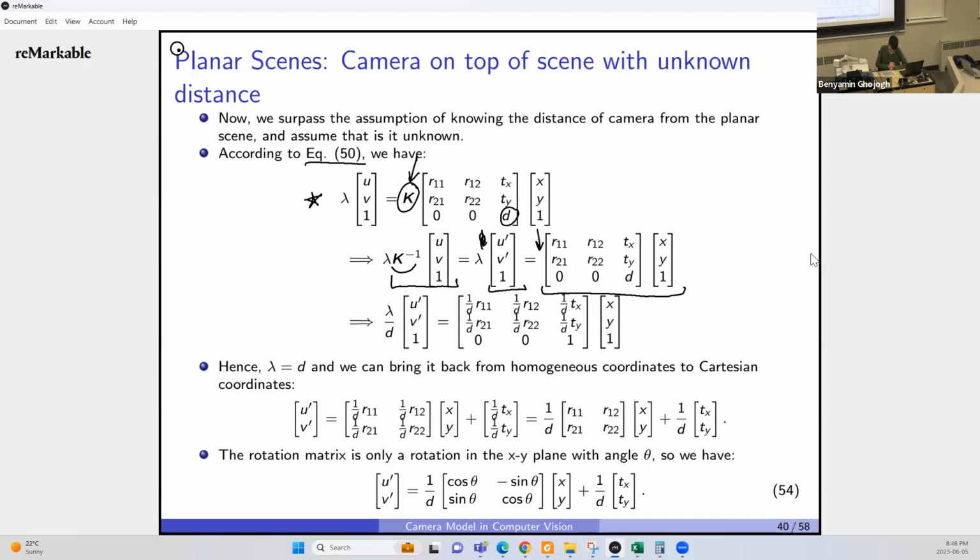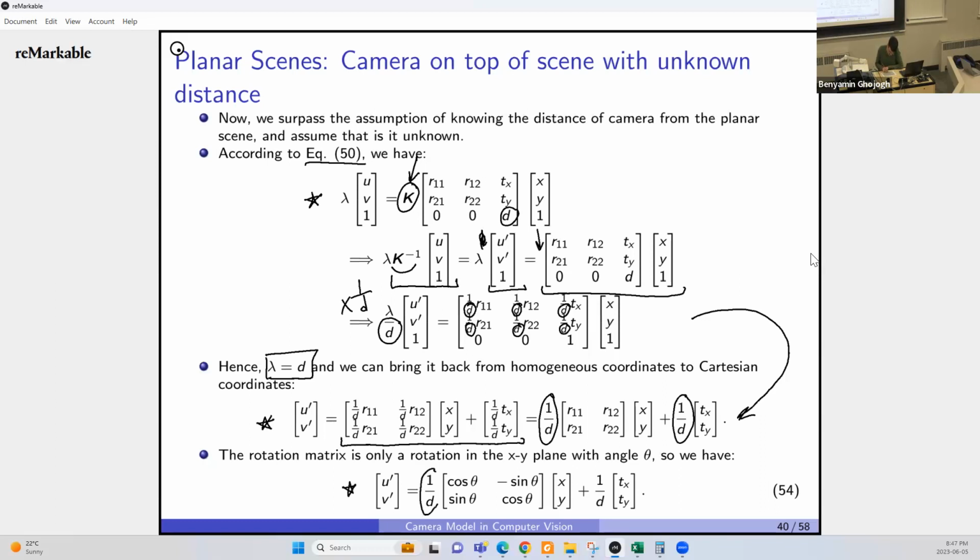So I multiply all of the sides by 1 over D. I'll have lambda over D, and I'll have 1 over D here in all of the terms. Now if you see, lambda over D times 1 equals 1. Therefore, lambda equals D. Therefore, I'm bringing it back again from homogeneous to Cartesian. I'll have U prime V prime, and I can write it in this way. Again, this is a rotation and translation in 2D. I can factor out 1 over D. This is similar to before, but this time I have 1 over D here.